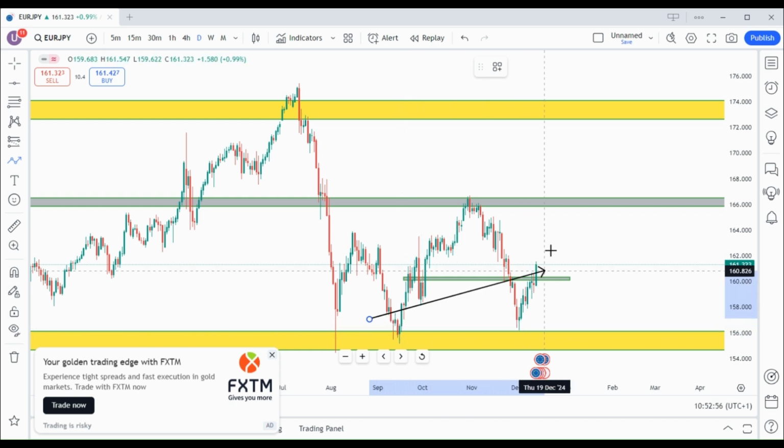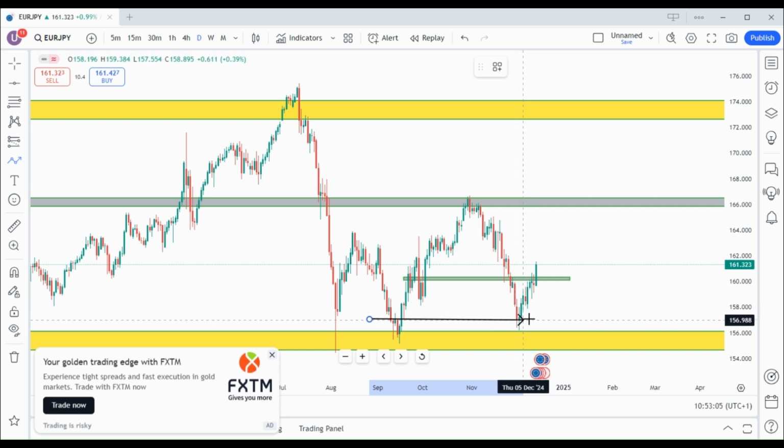And price is reversing to where? To bullish. And I'm currently on this buy trade. I enter somewhere here. I enter around 158 region. Currently on this buy trade, okay?